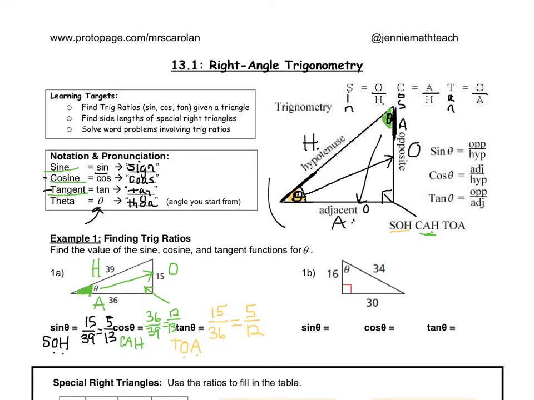Let's see if you can do 1B on your own. Remember, the first step is to label each of the sides with O, A, and H. All right, hopefully you labeled them like this: H, O, and A. Why are they like that? Because this is the angle we're looking at now.